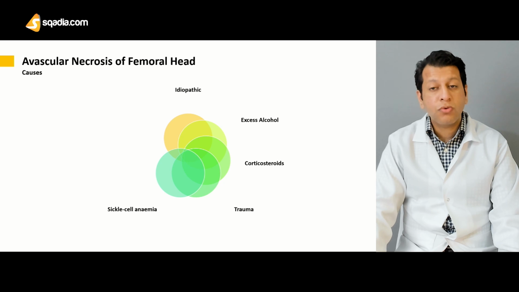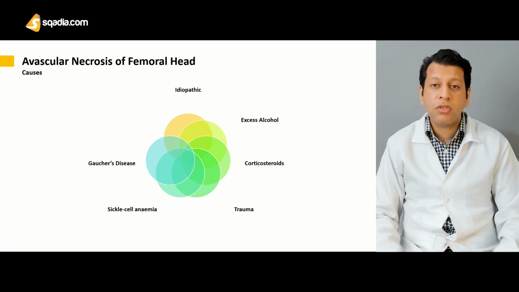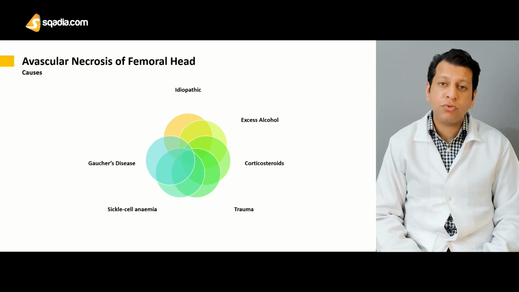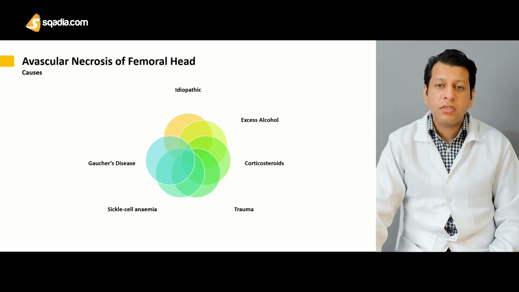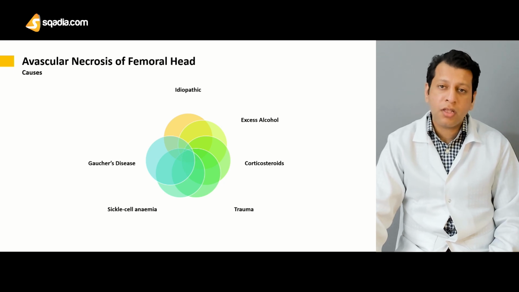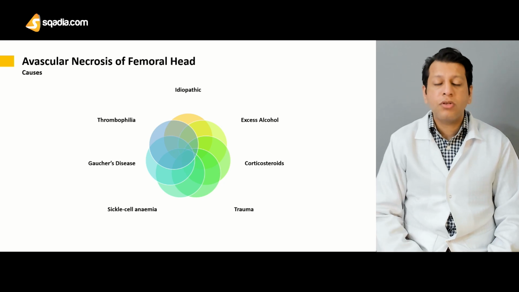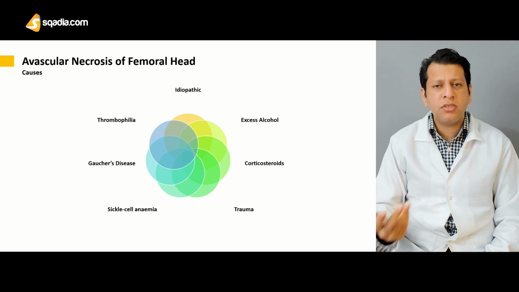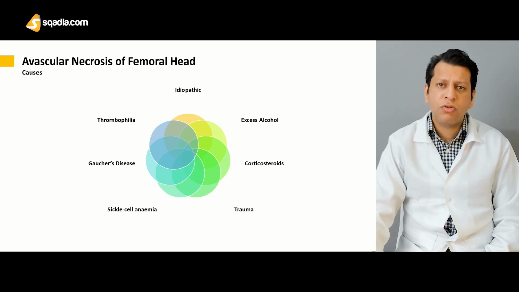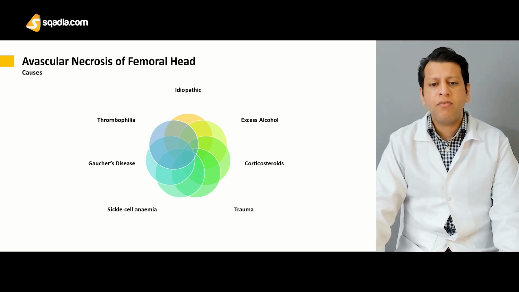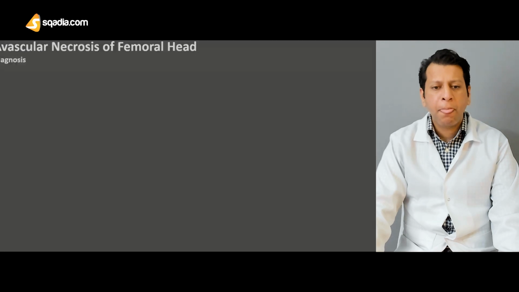Then there could be associated sickle cell anemia as well. There could be associated Gaucher's disease. These are all coagulopathies which may be associated with it. Usually these patients are rare, but they can be a cause of AVN of the femoral head as well. And other coagulation causes, thrombophilia, for example protein C and S deficiencies, can also lead to this sort of AVN of the femoral head.